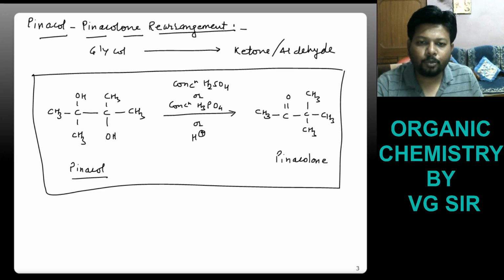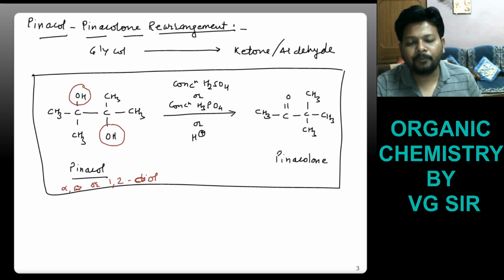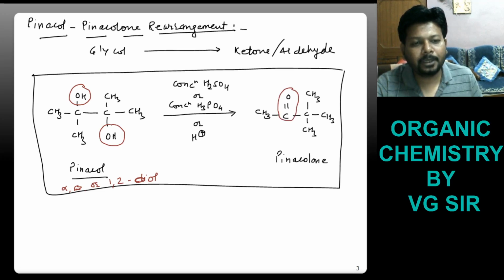See, there are two hydroxyl groups on neighboring positions, that is alpha beta or 1,2 diol. So the starting material of this reaction is an alpha beta or 1,2 diol. Then we are getting a ketonic group, that is, we are getting a ketone as a product.